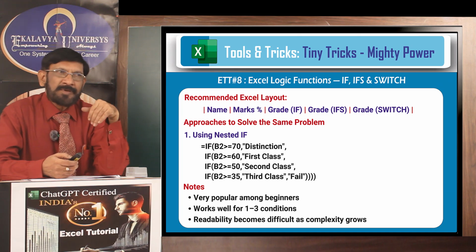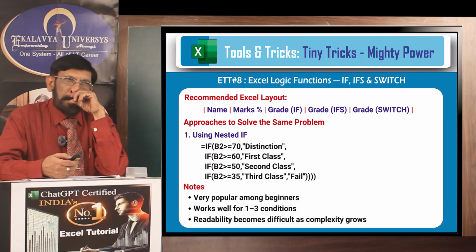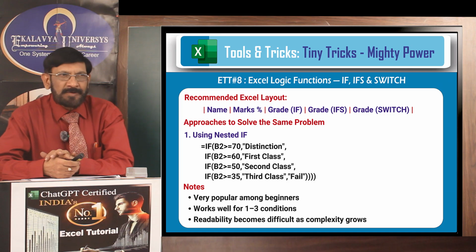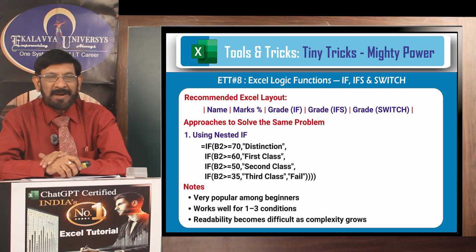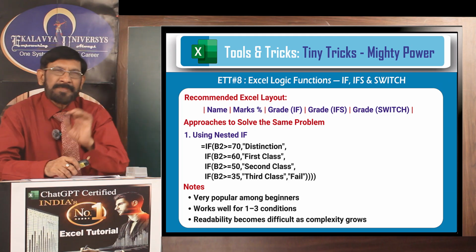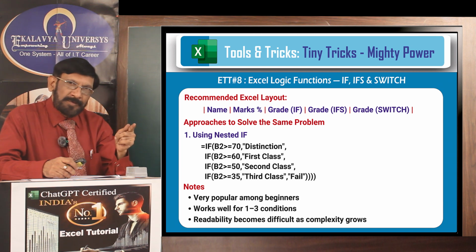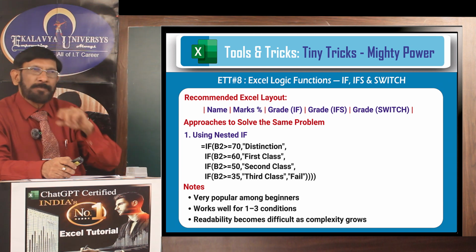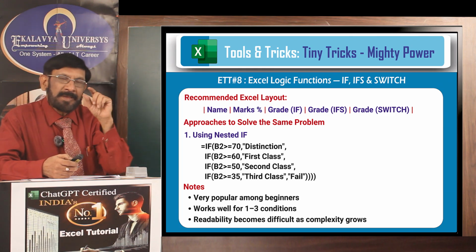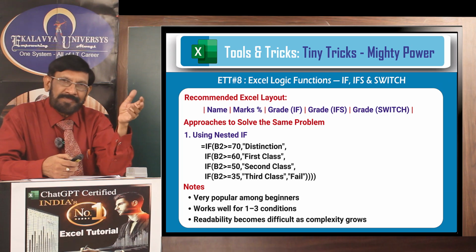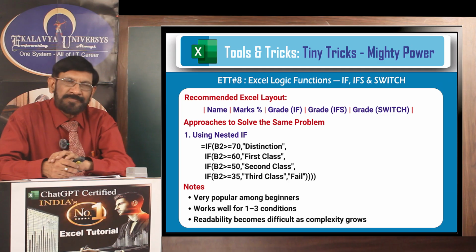Thereafter, another if we are writing. If B2, where the average marks are stored, B2 is greater than or equal to 60, then comma, thereafter first class you are writing. Here one smartness is there. What is the smartness? B2 greater than or equal to 60 is enough. You need not write B2 less than or equal to 69. The upper limit you need not write. That is the smartness in this code. B2 greater than or equal to 60, that is enough, first class.